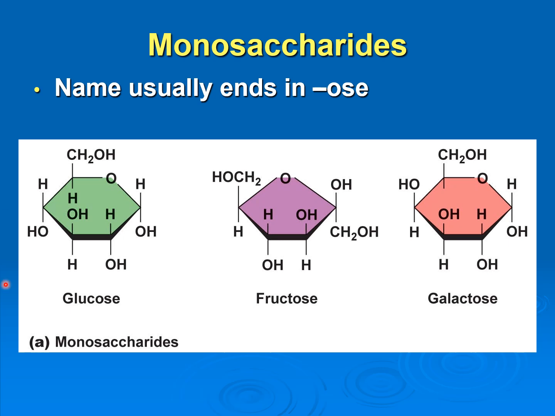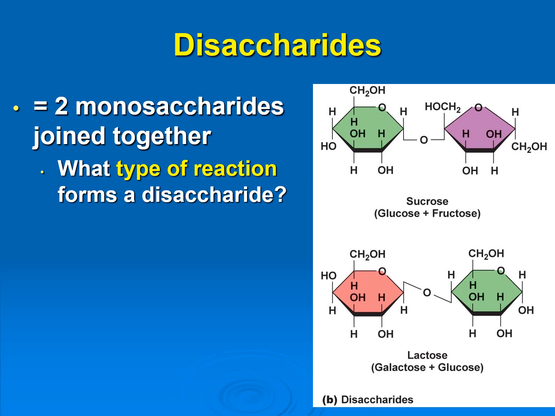And here are just some examples of the monomer of our carbohydrates, the monosaccharides. What you'll see with a lot of our carbohydrates is that the name usually ends in "-ose". We have glucose, fructose, which is usually found in fruits and vegetables, and galactose, a monosaccharide which is found in milk. Then we have disaccharides, which are two monosaccharides joined together. Here's sucrose, which is table sugar, and lactose, which is the disaccharide found in milk.